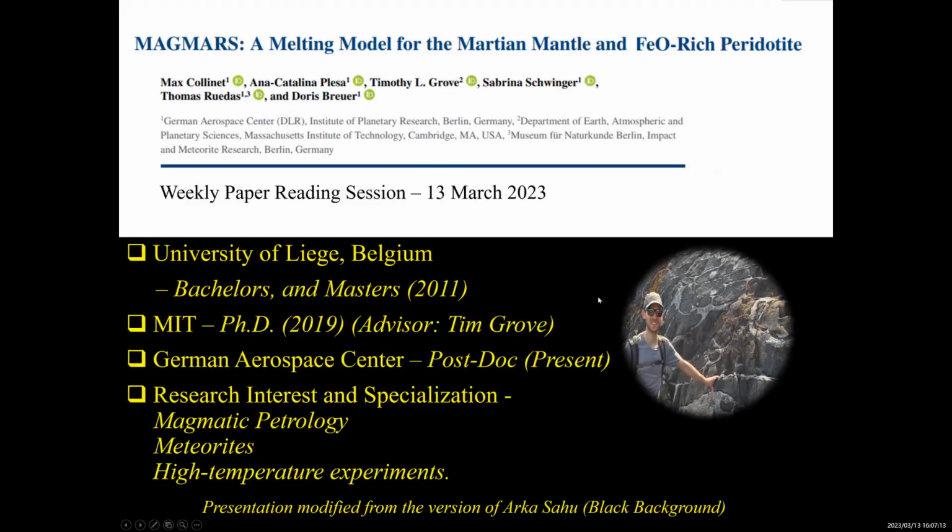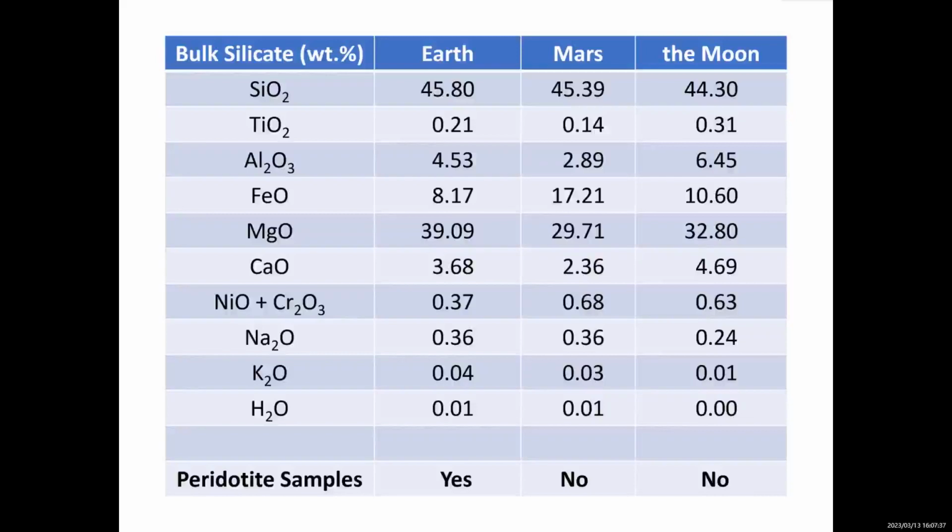Max started his life in Belgium, then moved to MIT, and then moved back to Europe. A lot of high temperature experimentalists also normally pay attention to meteorites, and he focused quite a lot on planetary science for Mars and the Moon.